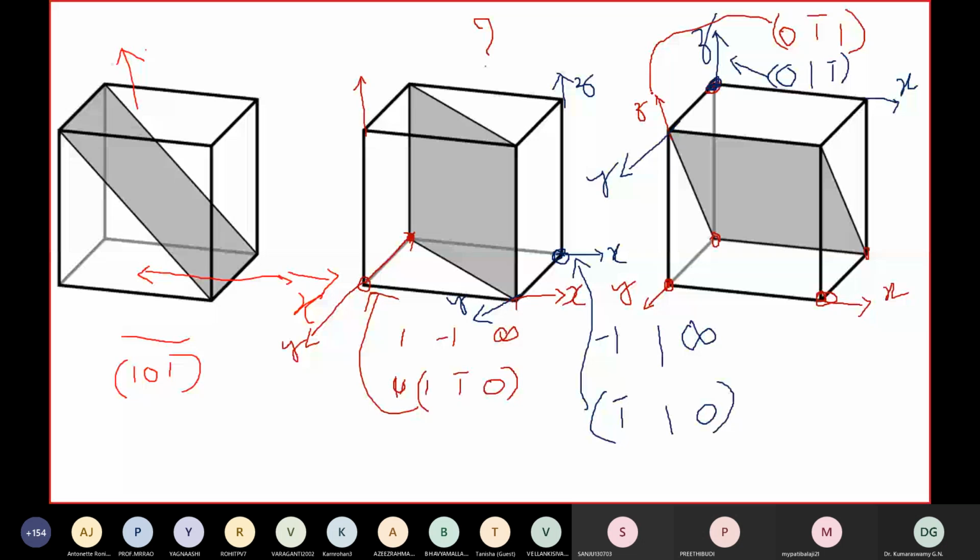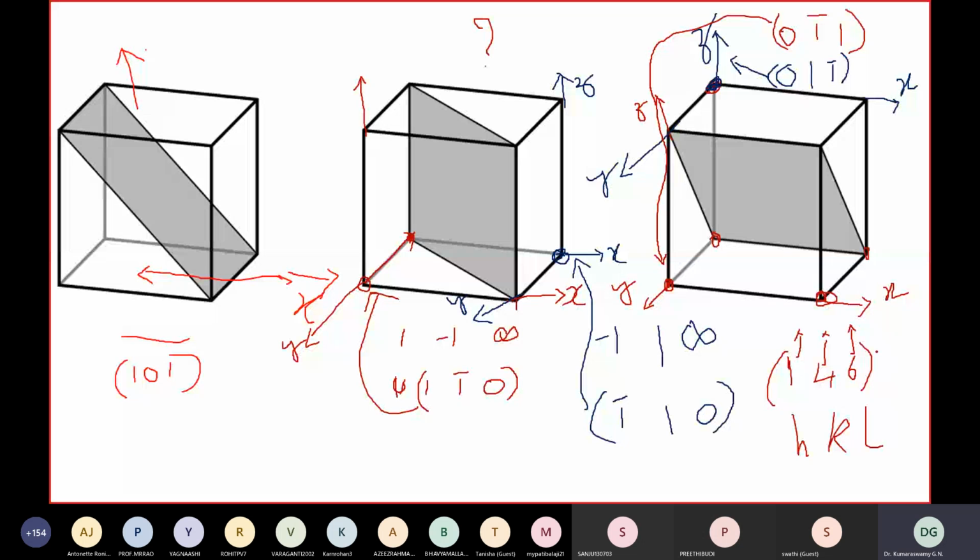Sir, in examination, we have to draw the diagram. They give the point. They may ask you to draw 1, 4, 6 plane. What do you have to do first? These are h k l values. Take reciprocal of that. Yes, take reciprocal and find the intercept. This represents x-intercept. This represents y-intercept. This represents z-intercept.